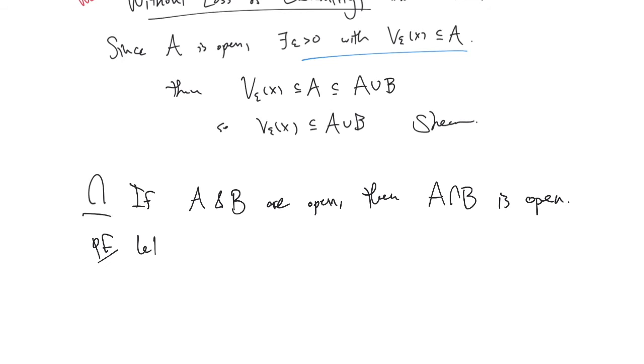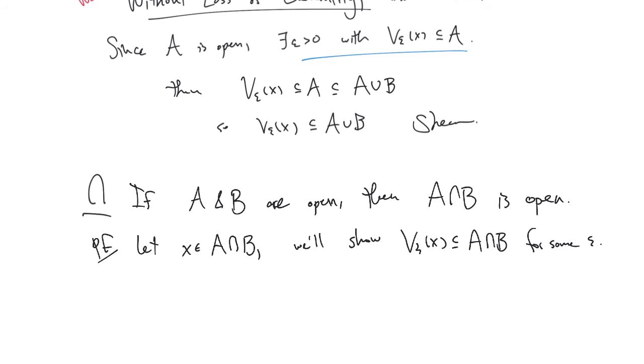I'm going to say, let X be in A intersect B. We'll show that V epsilon of X is a subset of A intersect B for some epsilon. All right? You've got to find a small neighborhood. And since X is in A intersect B, then we know X is in A and X is in B. This is the first difference so far: X is in A and X is in B.